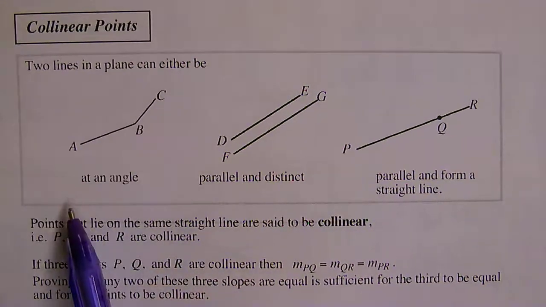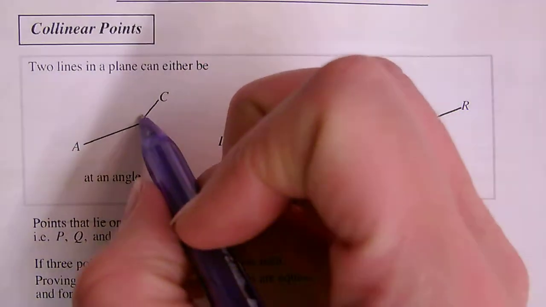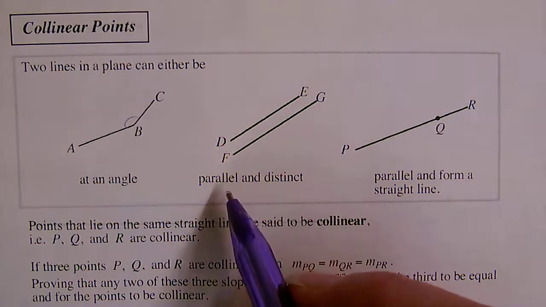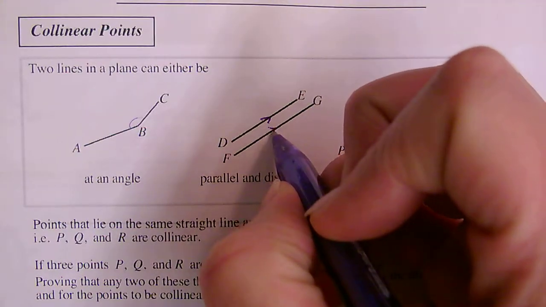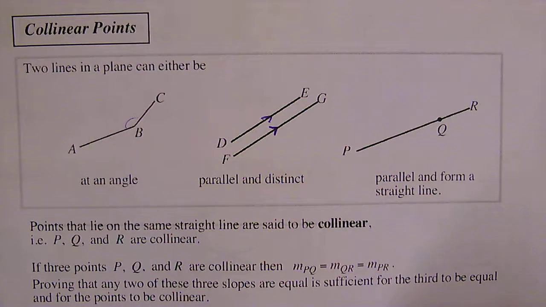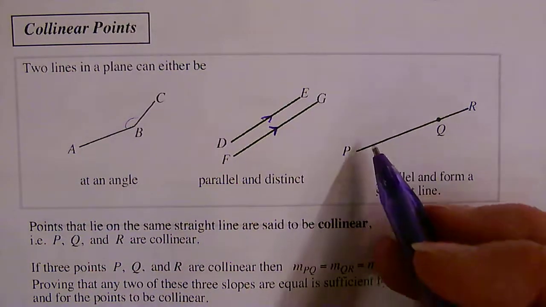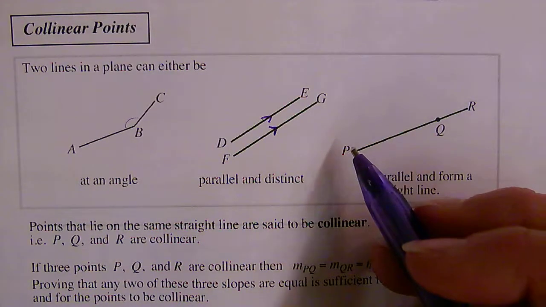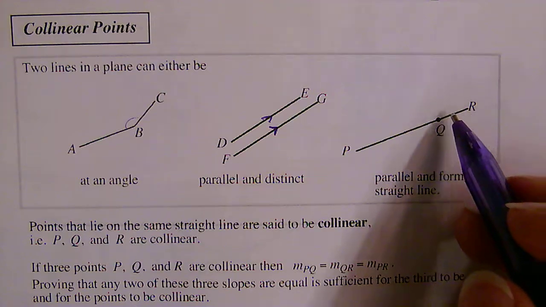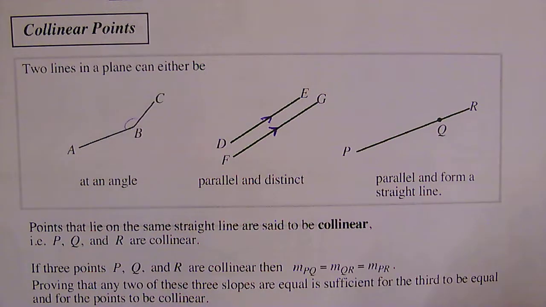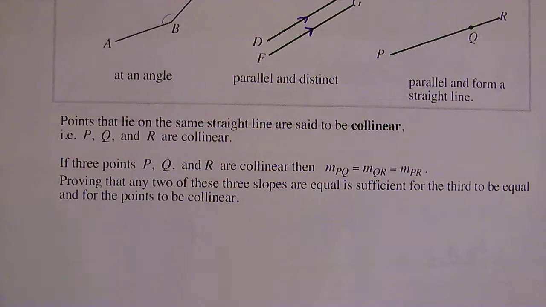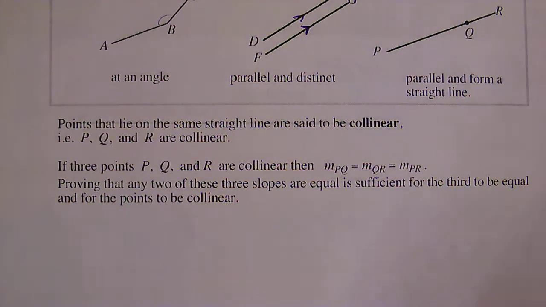So two lines in a plane can either be at an angle, or they could be parallel and distinct. In order to show that they're parallel, we would draw those little arrows there. And they could also be parallel and form a straight line, like PQ and QR are parallel and form a straight line. Points that lie on the same straight line are said to be collinear.